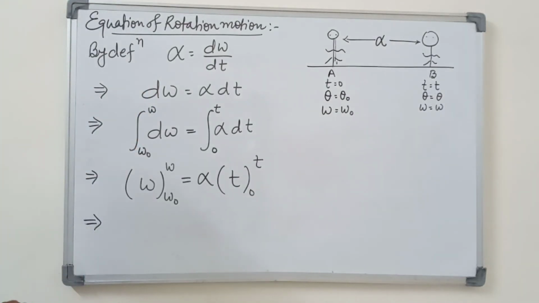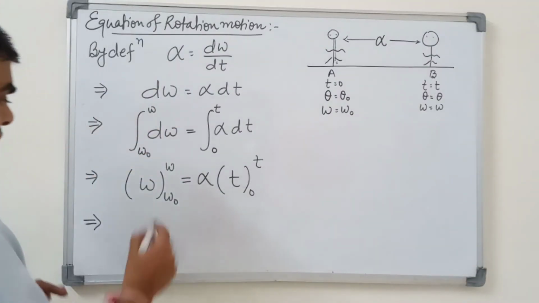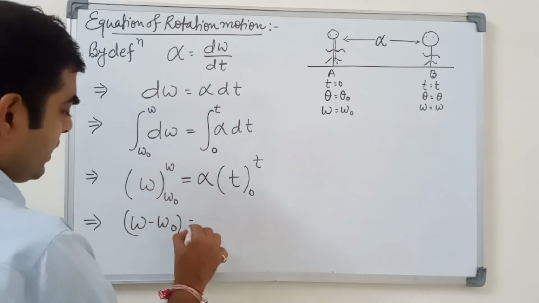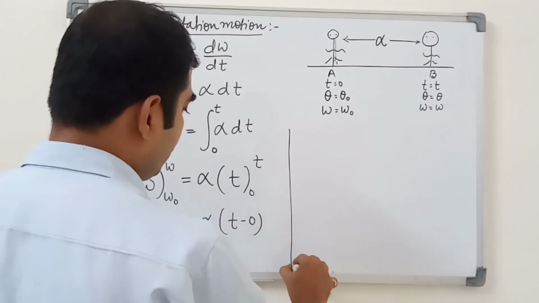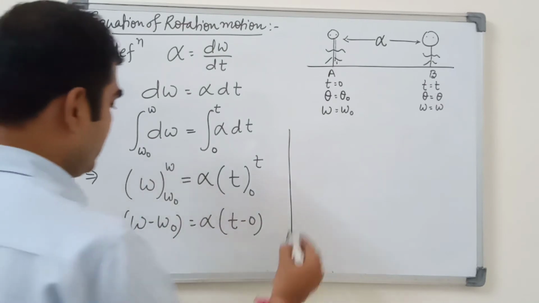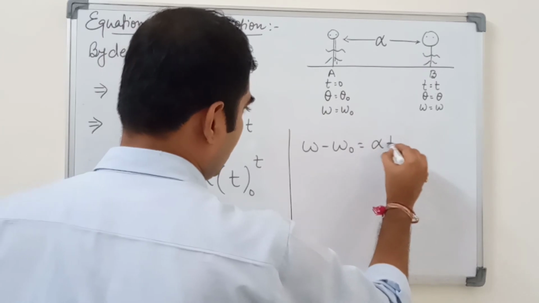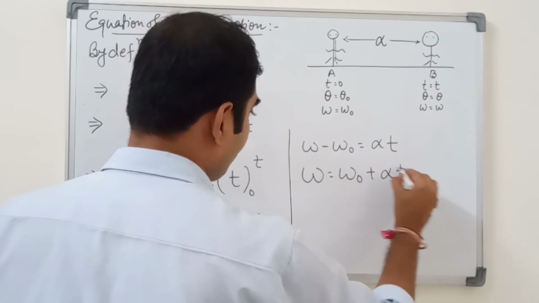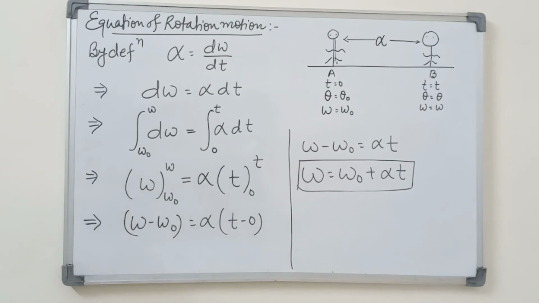The same process is applied, only the physical variable quantities are changing. So first of all put the upper limit: omega minus omega naught, and alpha times t minus t naught. So the first step in the kinematic equation of rotational motion is omega minus omega naught is equal to alpha t, and omega is equal to omega naught plus alpha t, the first rotational equation of the kinematic form. Okay, write down all of you.